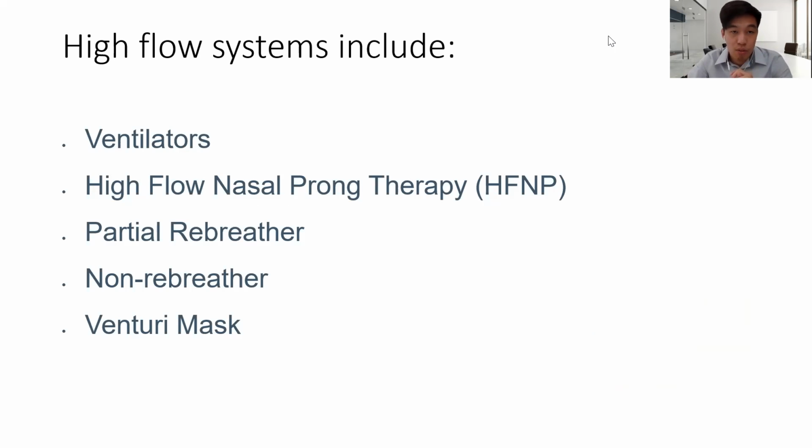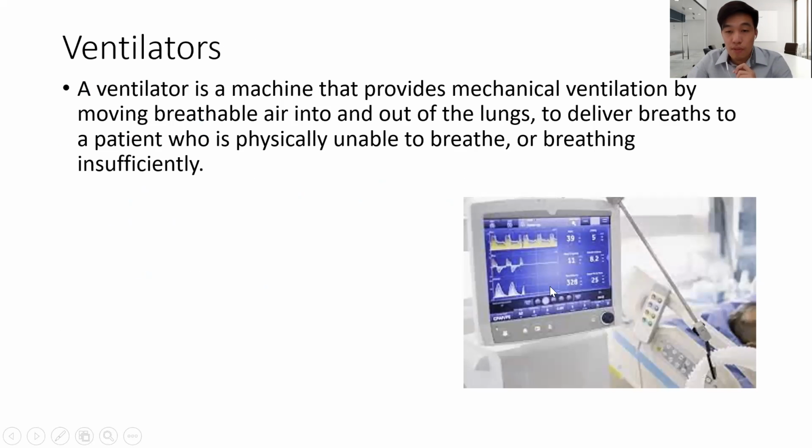Next are the high flow systems. So there is the ventilator, high flow nasal prong therapy, HFNP, partial rebreather, non-rebreather, and venturi mask. First is the ventilator. A ventilator is a machine that provides mechanical ventilation by moving breathable air in and out of the lungs.